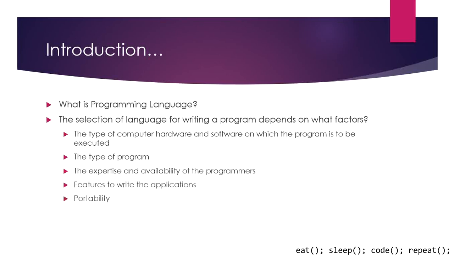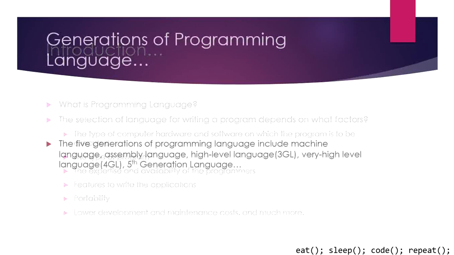So what particular expertise we have in our programs, and then the features to write the applications, what are the particular features that you want your application to have, and portability. Like if I want to write for a single PC, then we're going to use a separate language. If I want to have it on multiple systems, then I'm going to use a different programming language. Okay, so portability, then lower development and maintenance cost, and much more. So development must be low cost, and maintenance cost must also be low. Okay, so these are the different factors on which the selection of a language for writing a program depends. Okay, what exactly are the user requirements? Okay, so this is the thing.